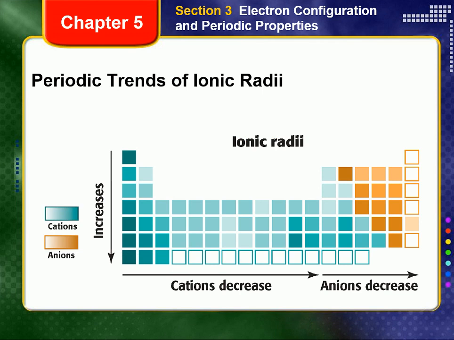Group trends. As in atoms, the outer electrons in both cations and anions are in higher energy levels as one reads down a group. Therefore, just as there is a gradual increase in atomic radii down a group, there is also a gradual increase of ionic radii.